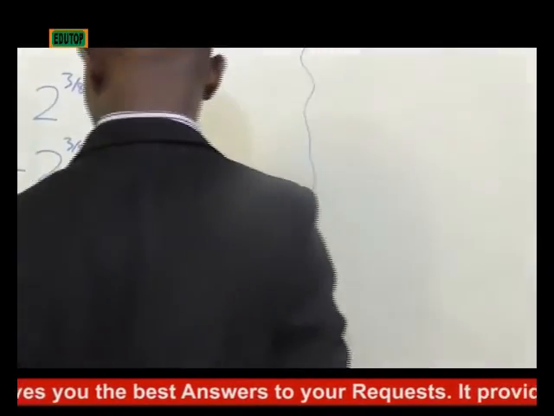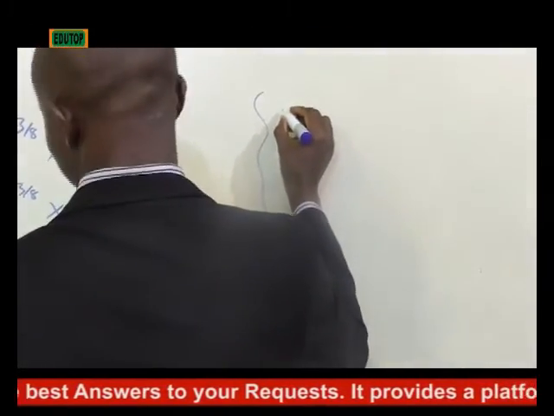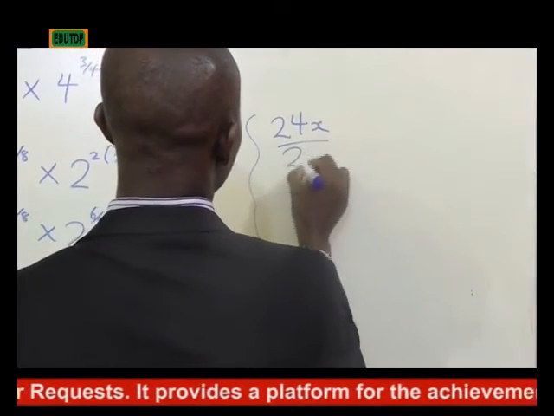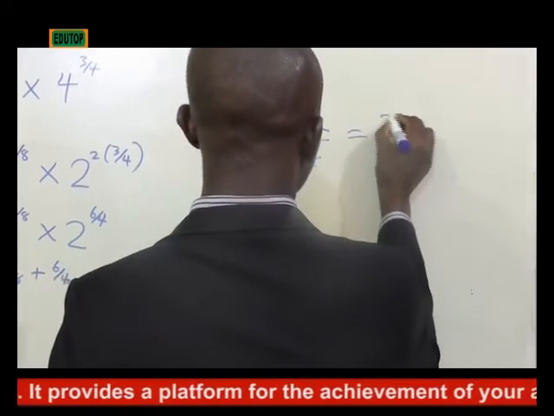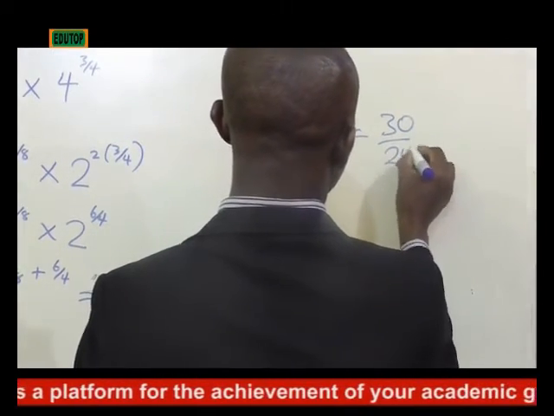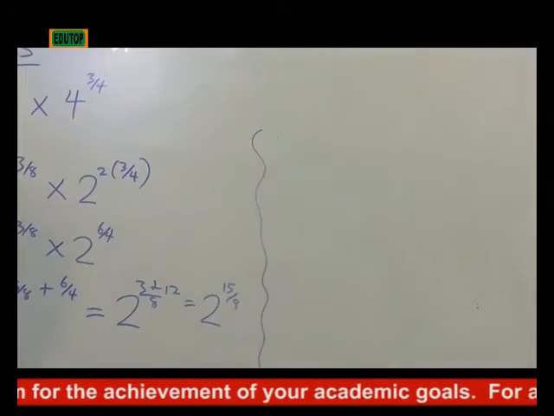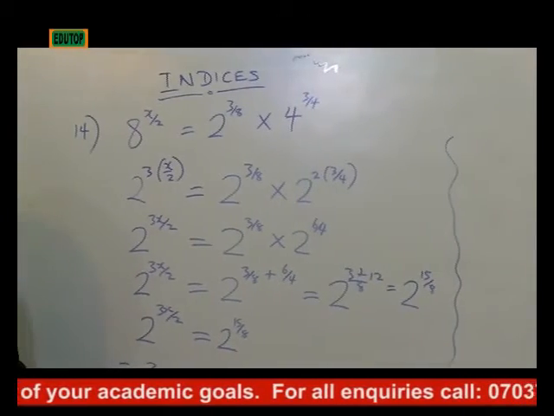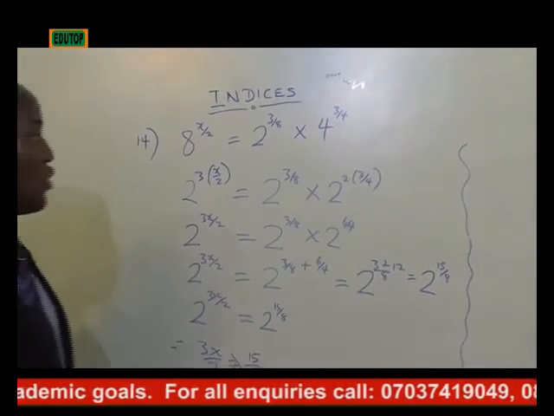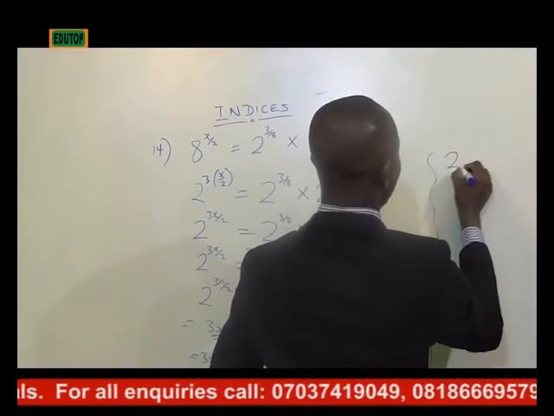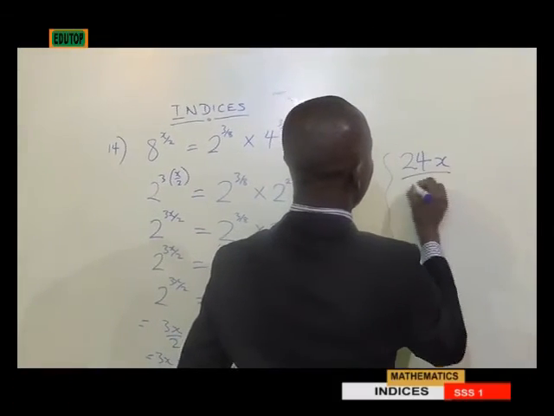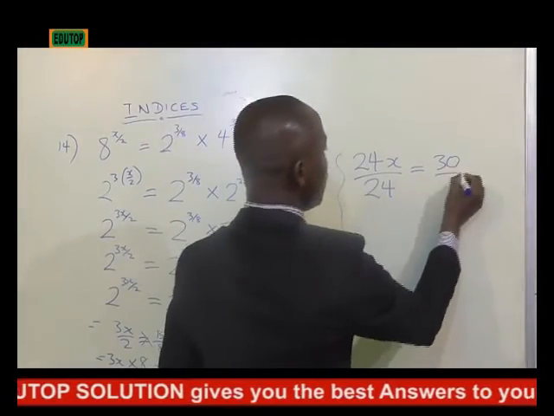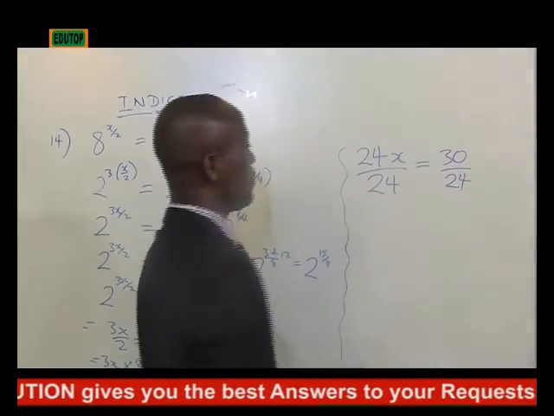Now we divide both sides by 24. That will be 24x over 24 is equal to 30 over 24. We divide both sides by 24 so that we can have a value of x. So that we will be having 24x divided by 24 is equal to what? That will be 30 all over 24.